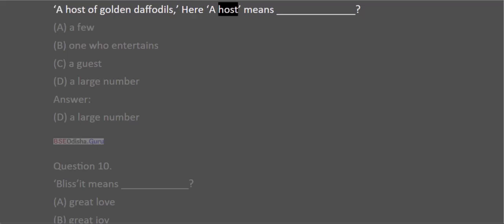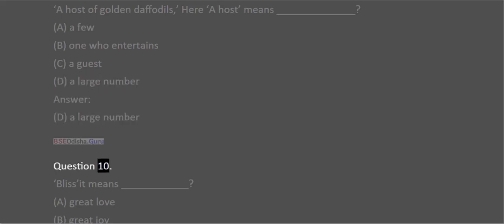Here, a host means blank. A. A few. B. One who entertains. C. A guest. D. A large number. Answer. D. A large number.